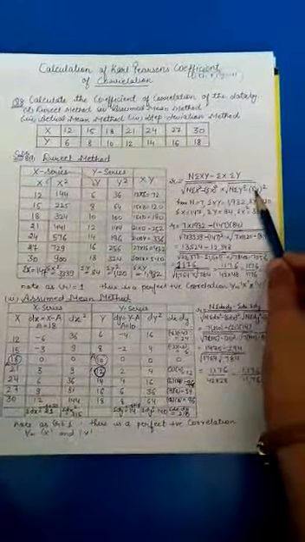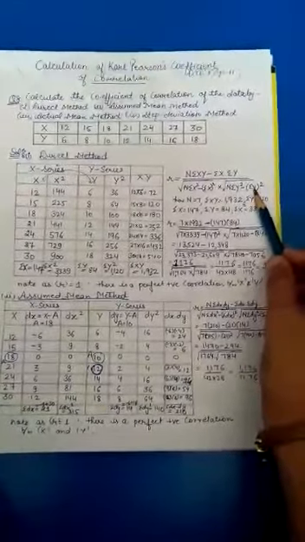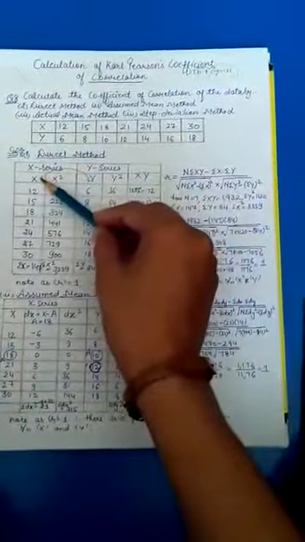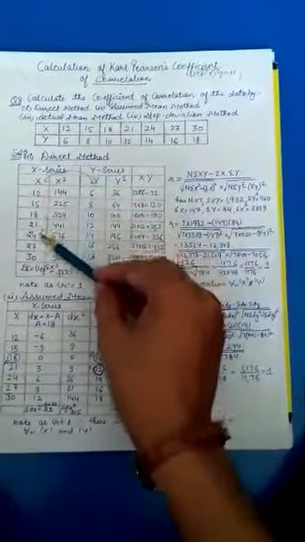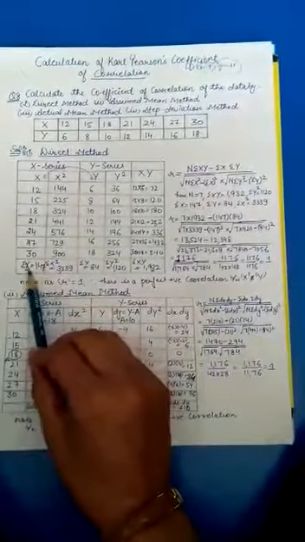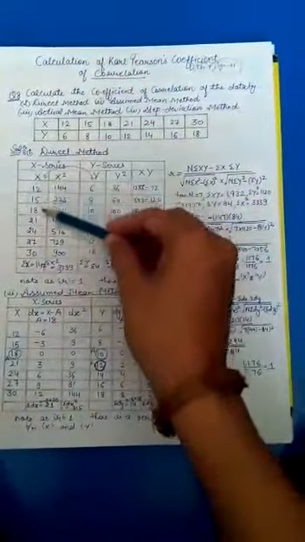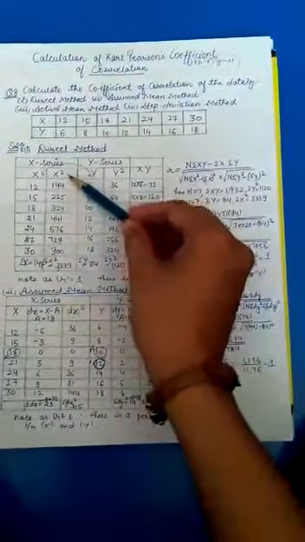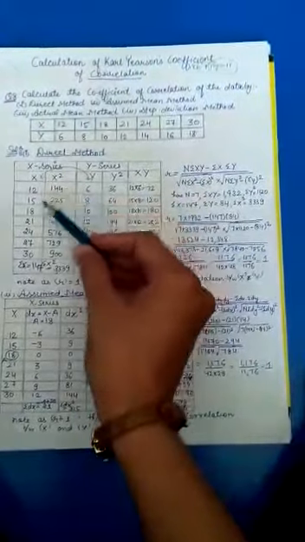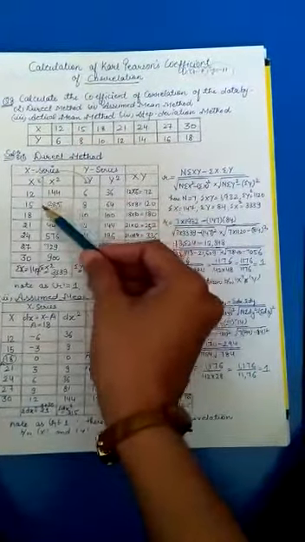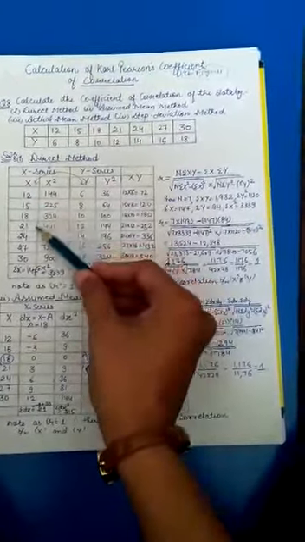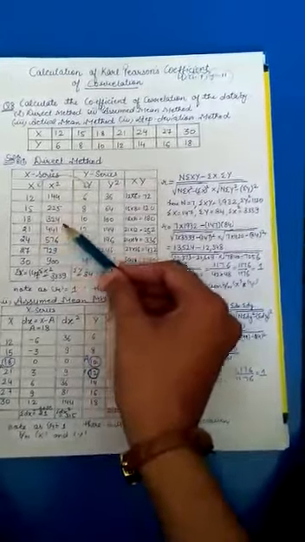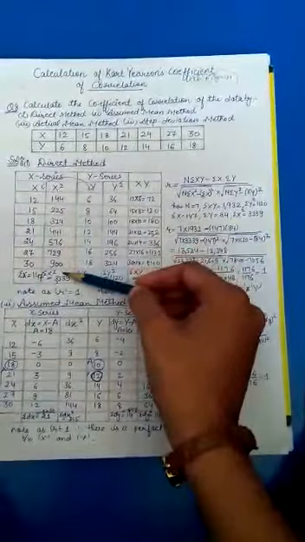Now let's come to the table and see how we will calculate all these values. In the table the x variable is given as 12, 15, 18, 21, 24, 27 and 30. First of all we will do the total of this, that is sigma x. When you add all these values, you will get 147. Now in the second column we calculate the square of these values: 12 square is 144, 15 square is 225, 18 square is 324, 21 square is 441, and in the same way the other values are also calculated.